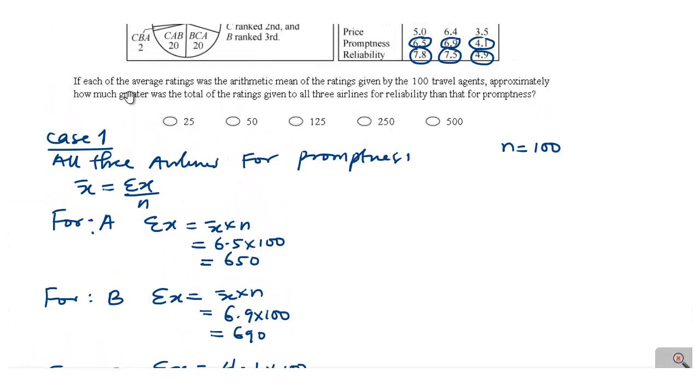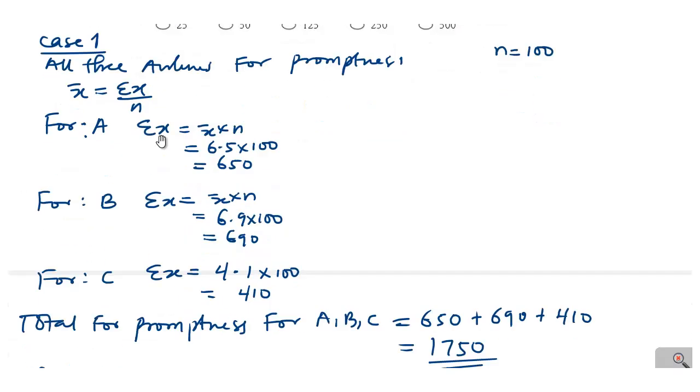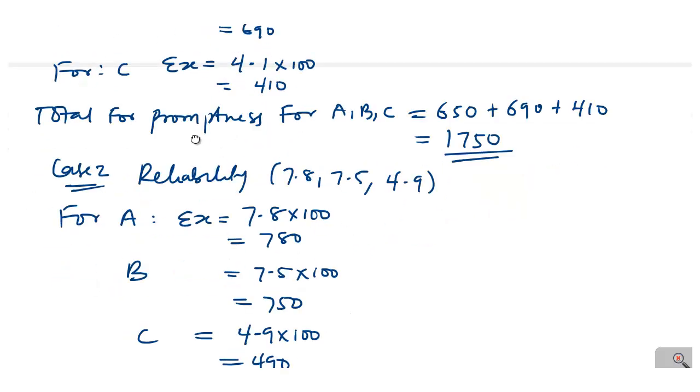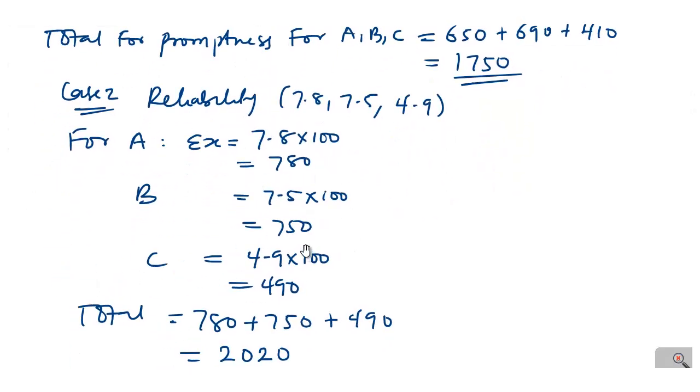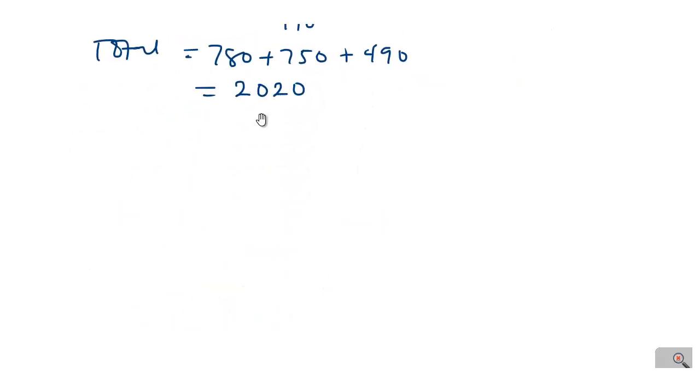So our interest now says, for each of the average ratings with the airlines, the mean of the ratings given by the 100 travel agents, approximately how much greater was the total of the ratings given to all three airlines for reliability than that of promptness. So we are actually looking for the difference in reliability and promptness. That would be 2020 minus 1750.